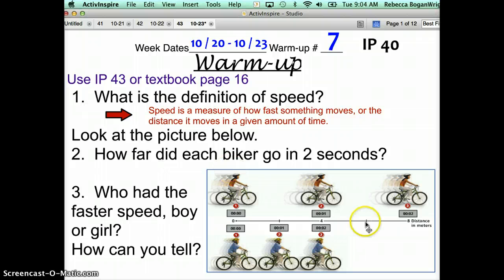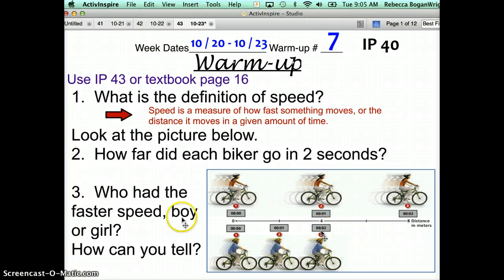I wanted you to look at this picture below. I have two people on a bike. I have a girl in this picture right here and a boy on this bike down below right here. Question number 2 was, how far did each biker go in 2 seconds? Well, if you look at this line right here, this line shows you what distance or how far each biker went. And these little gray boxes tell you their time. So in 2 seconds, the girl right here in this picture covered a distance of 8 meters. In 2 seconds, the boy covered a distance of 4 meters.